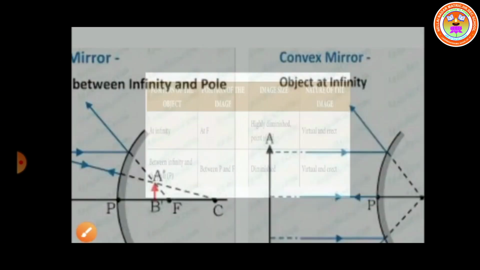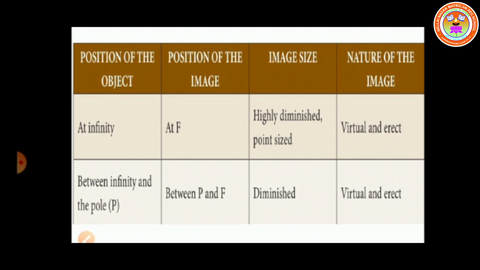So next we have to move on to the summary of this diagram. The object is located at the infinity point. The image will be formed at the principal focus. The nature of the image is virtual and erect. The size of the image is highly diminished. It's a point-sized image only.